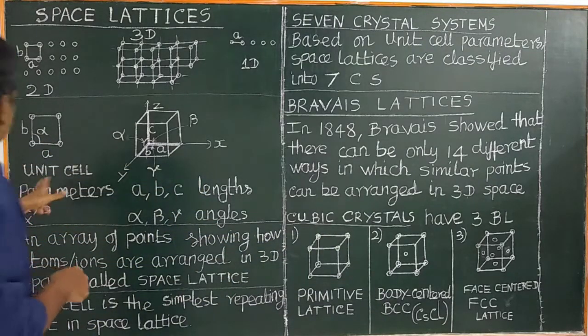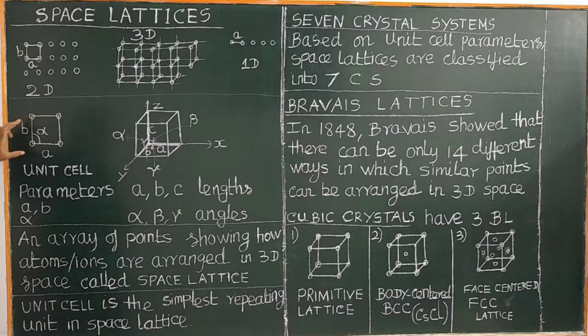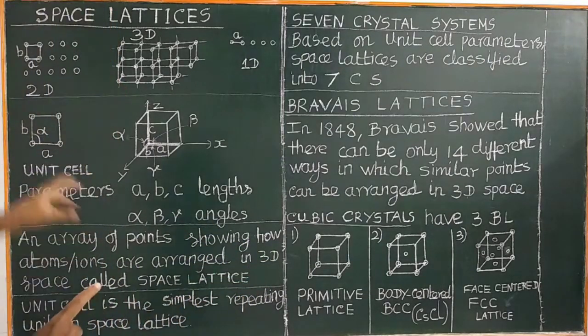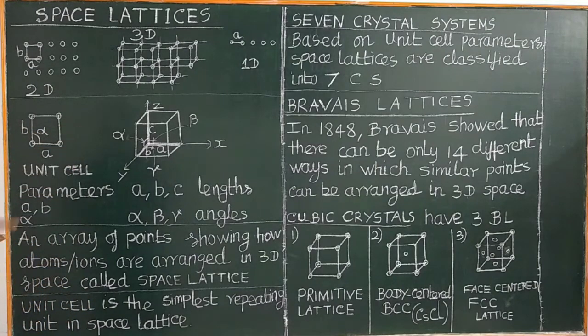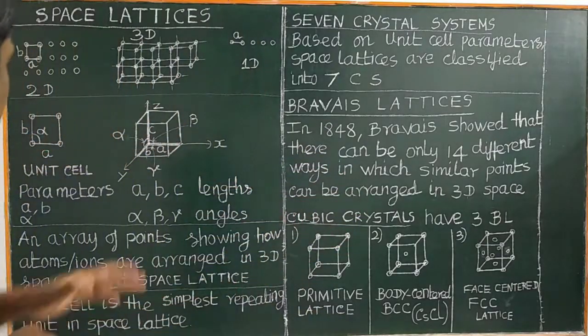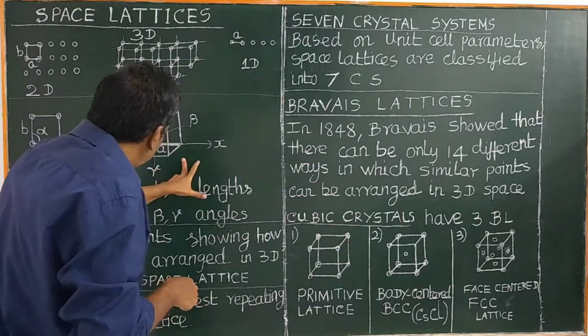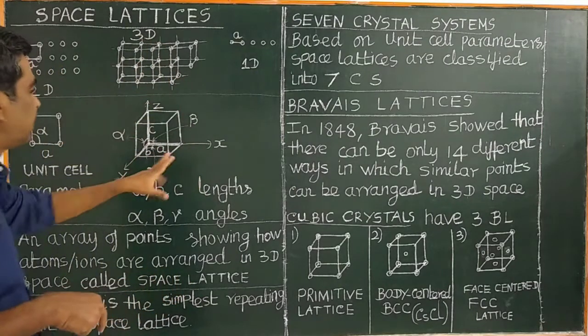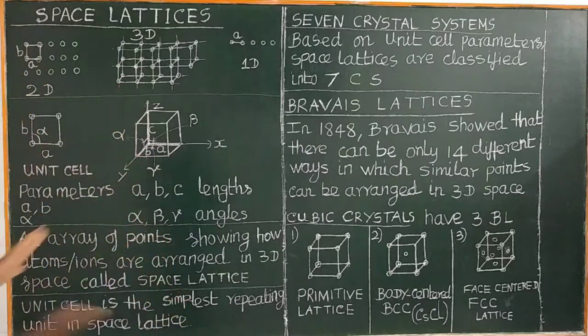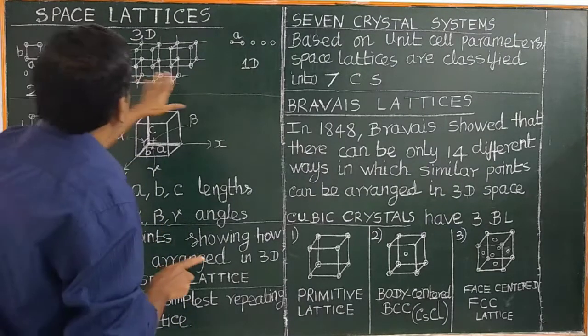Okay. Now, in the case of 2D, there are three unit cell parameters. What are the unit cell parameters? A, B, and alpha. A and B are the unit cell lengths, and alpha is the angle between the two unit cell lengths. This is the unit cell diagram for the three-dimensional space lattice.